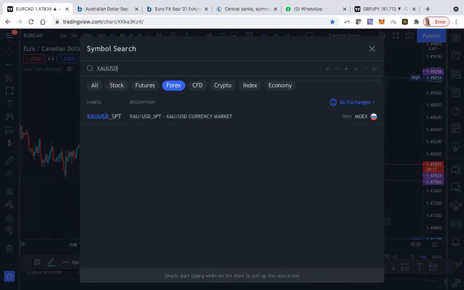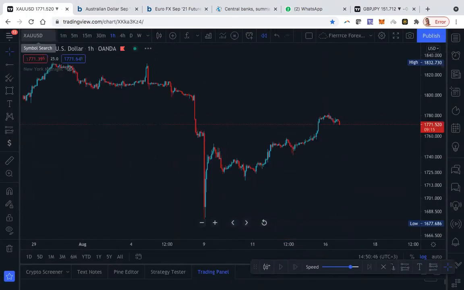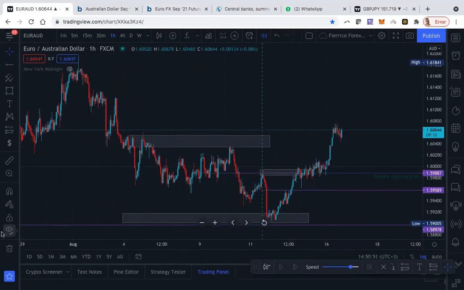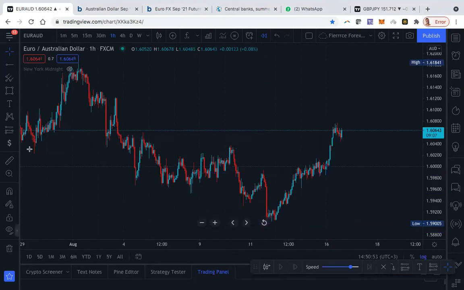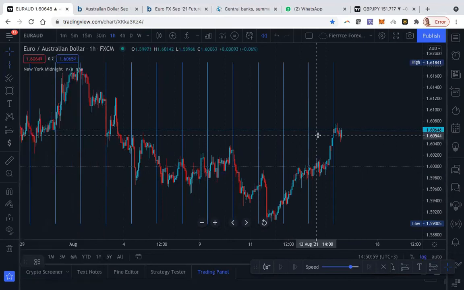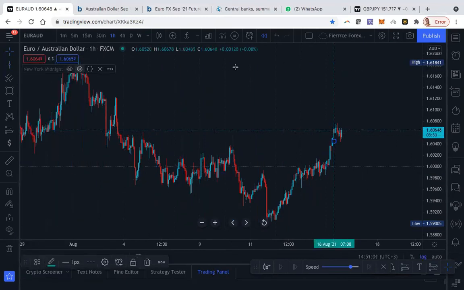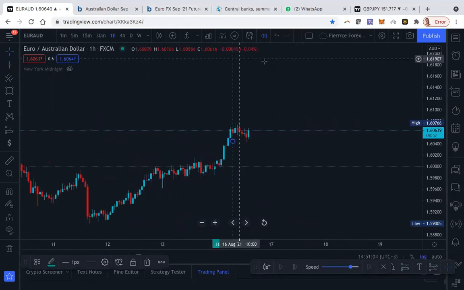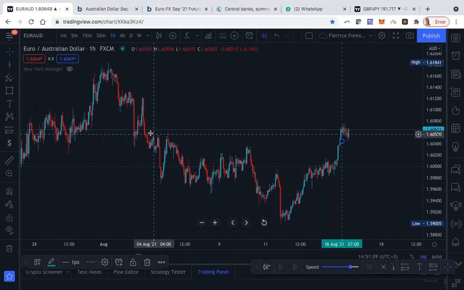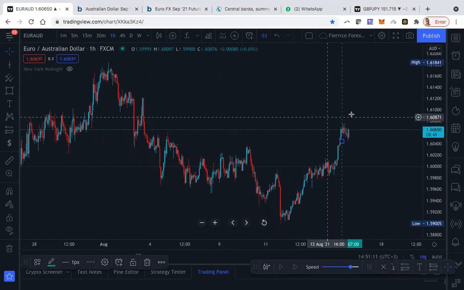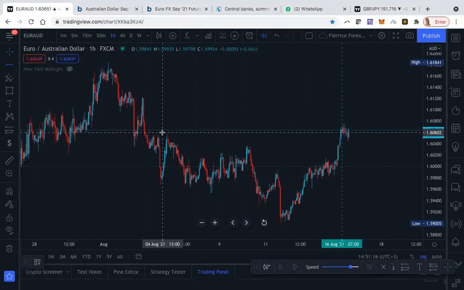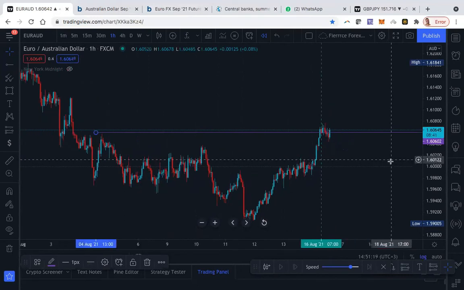Okay, now I want to look at gold. Okay, wait, did I look at Euro AUD first? Euro AUD. So we are technically at a high, at a previous level of liquidity up here right now. Okay, we've retested this level here.